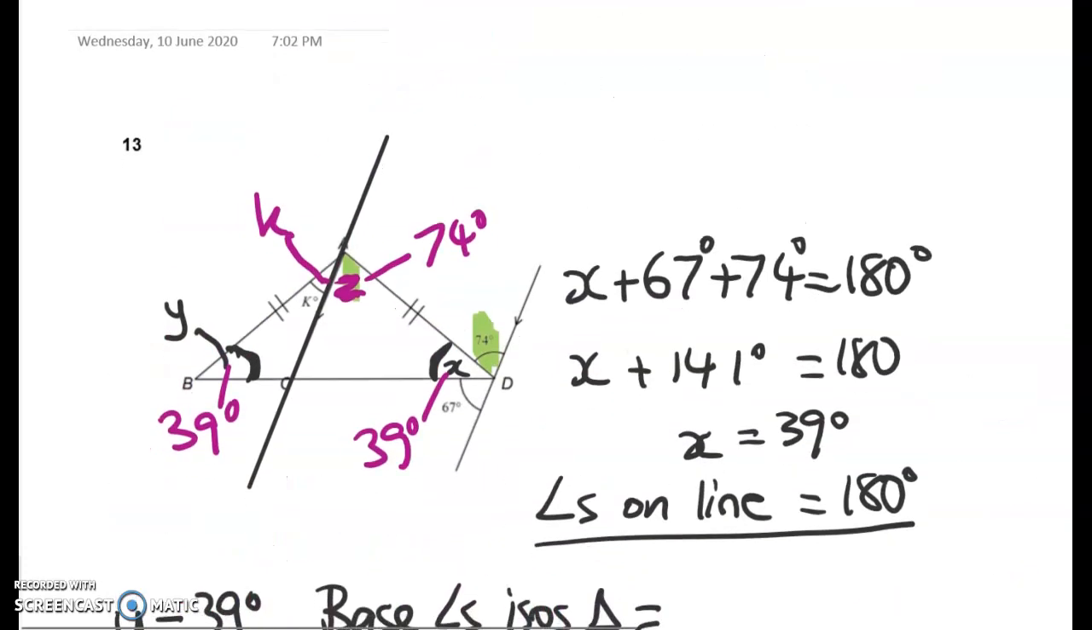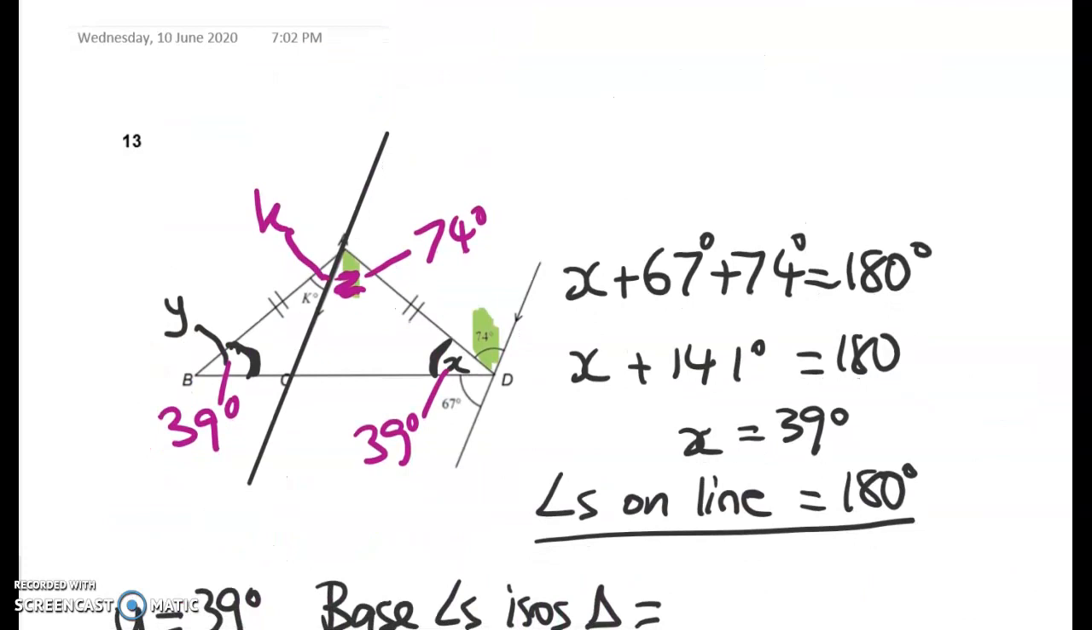There we go. We've found angle K, and we've used parallel line rules, and we've used triangle rules, and we've written down lots and lots of reasons. So that's all for now on the extended abstract geometric reasoning.